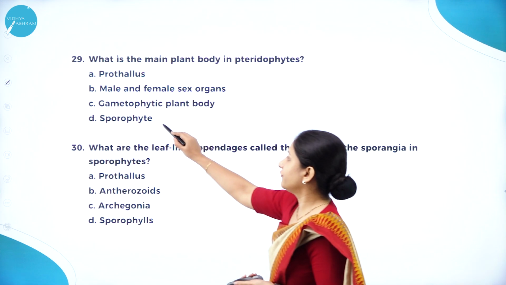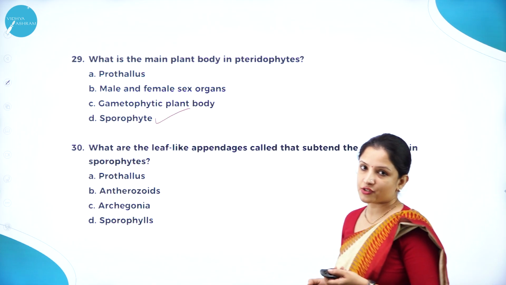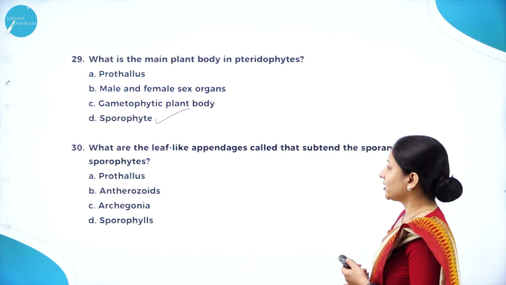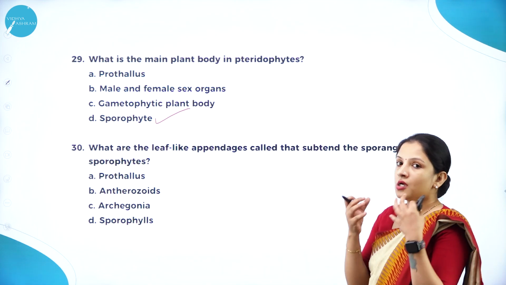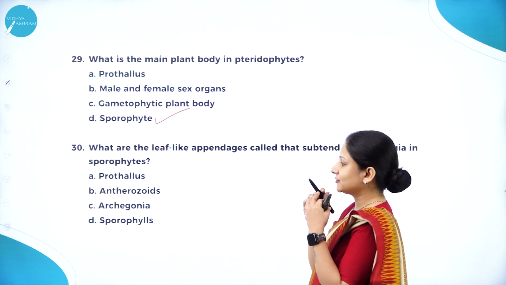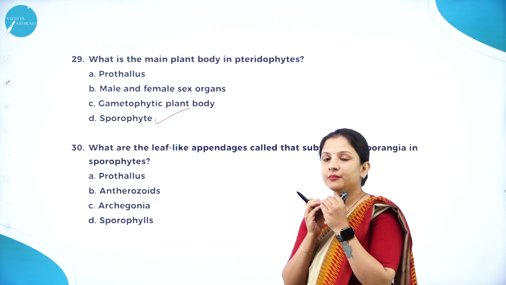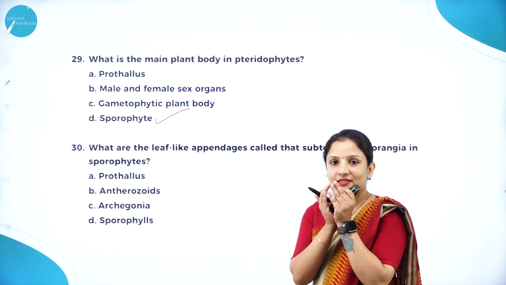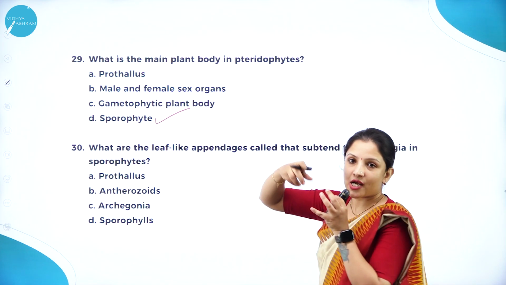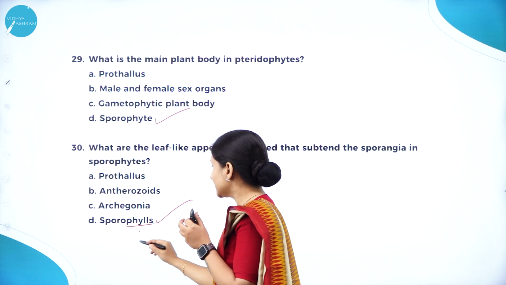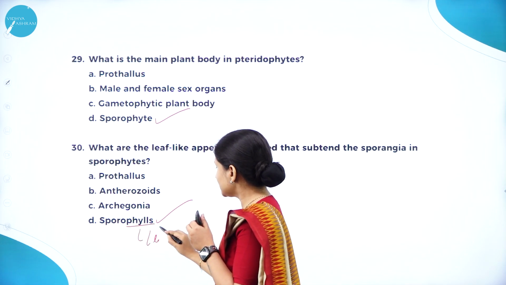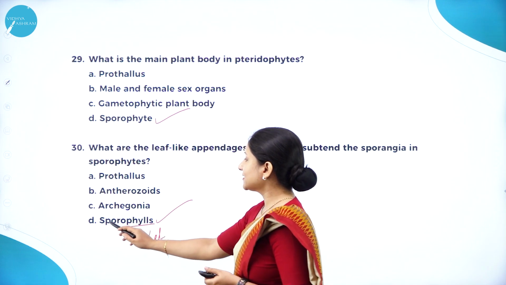It is a sporophyte. Sporophyte is the main plant body. Next question. What are the leaf-like appendages called that subtend the sporangia? In sporophytes, especially, they have some leaf-like structures which form clusters wherein the sporangia are situated, and they are called sporophylls, wherein phyll means leaf. Phyll means leaf. So, therefore, it is sporophylls.